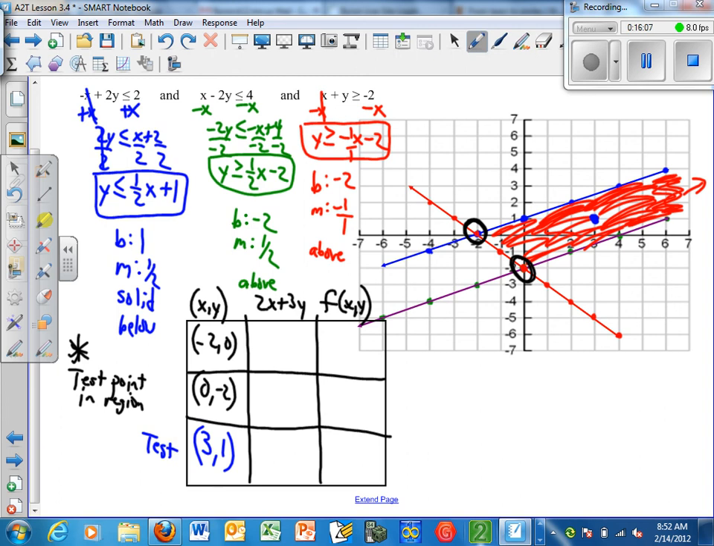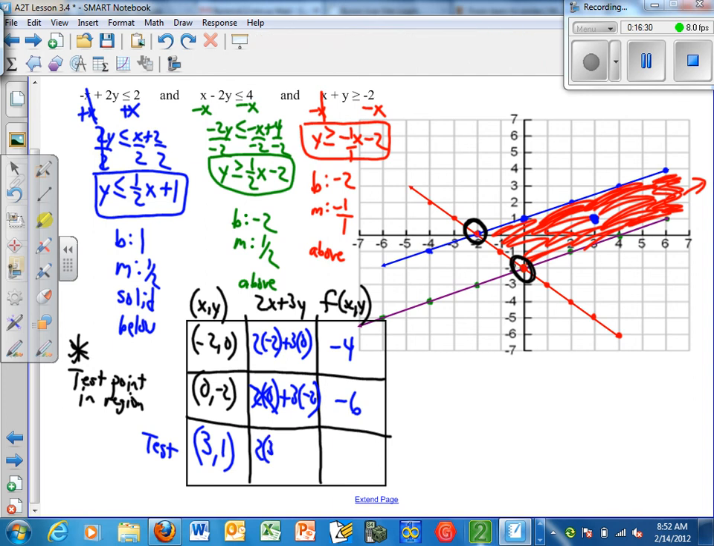So I plug these in just like we did on the last problem. So 2 times negative 2 plus 3 times 0. So 3 times 0 is 0. This is going to be negative 4. Here I have 2 times 0 plus 3 times negative 2. So this would be 0. 3 times negative 2 is negative 6. And if I put 3, 1 in, for my test point, I have 2 times 3 plus 3 times 1. So that's 6 plus 3 would be 9.